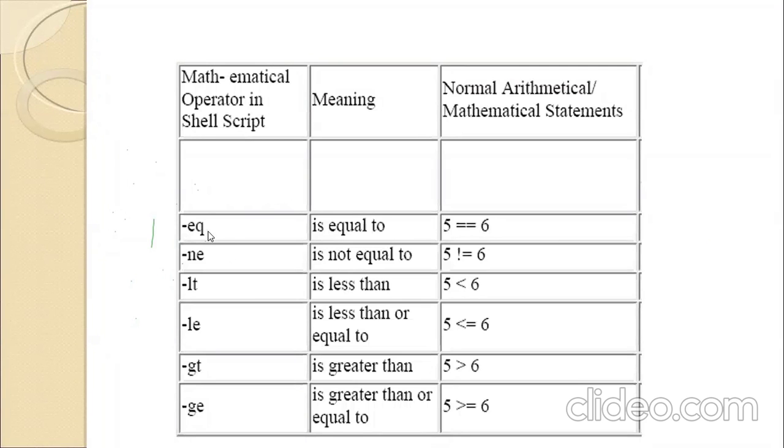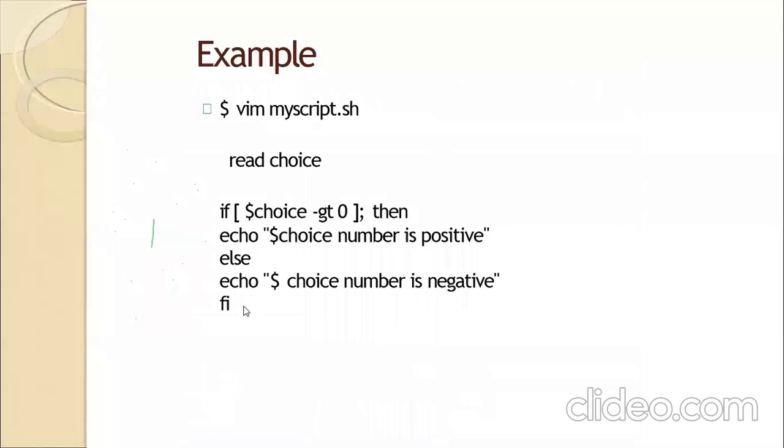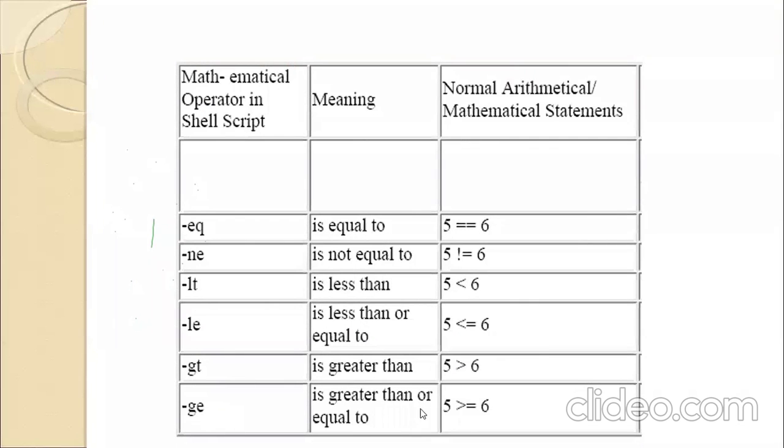Equal: so hyphen eq is equal, ne is not equal. So these are operations which we can perform. Then lt is less than, le is less than or equal to, gt is greater than, then ge is greater than or equal to.